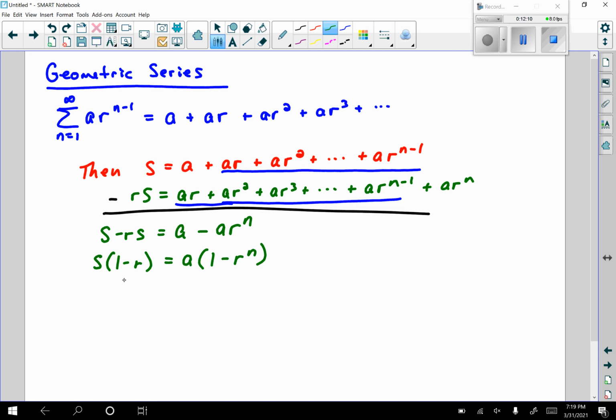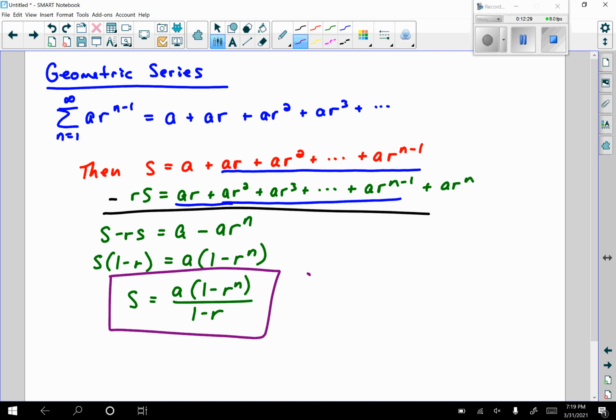If you ever came across this in a high school class or previous algebra class, the sum of a geometric series is equal to a times the quantity 1 minus r to the n over 1 minus r. So a very important formula here. This is the sum of a geometric series.